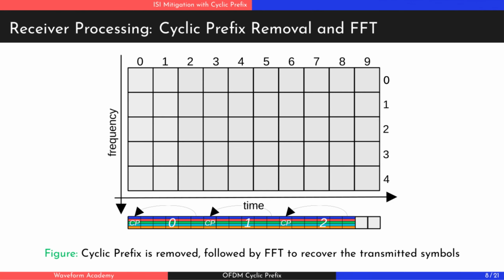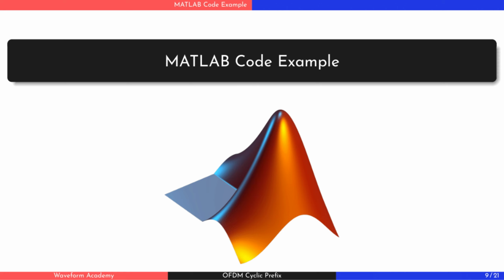And this brings us to the fundamental principle of OFDM reception. As shown in the slide, the receiver first removes the cyclic prefix from the time domain signal, then applies the FFT operation, as explained in the previous video. This process is repeated for each received OFDM symbol. Now let's move on to the next section, where we'll apply these principles in practice.